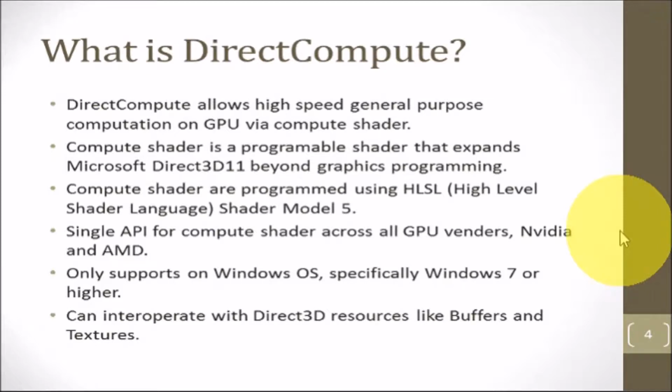Now this compute shader can easily interoperate with Direct3D resources like buffers and textures, which are generally used with vertex shader and pixel shader pipelines. So the output taken from a compute shader can easily be used by a vertex shader for rendering purposes.